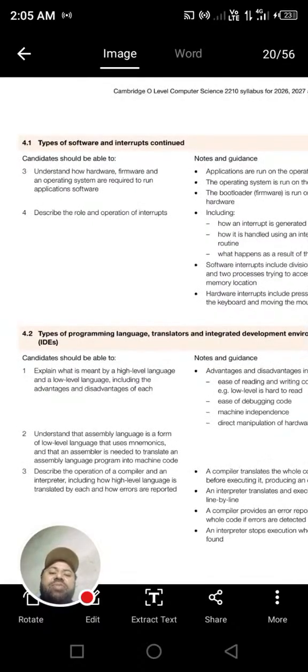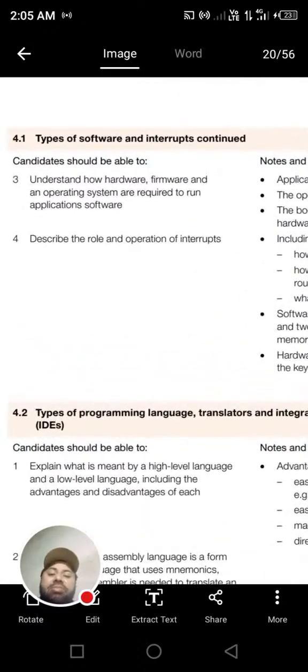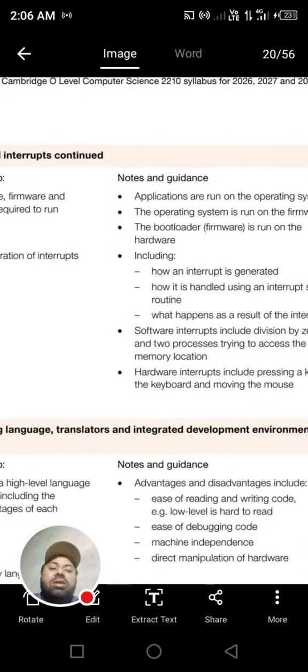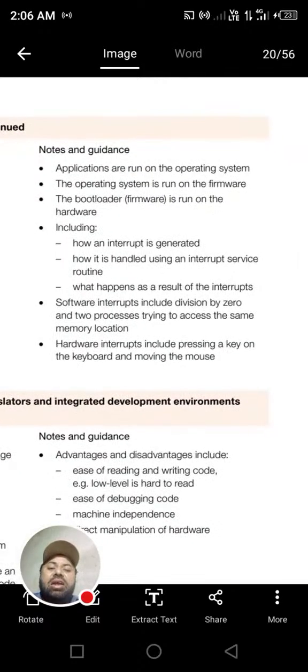Then the types of software. What are the types of software? And you should be able to understand how hardware, firmware, and operating system are required to run application software. Okay, hardware, firmware, and we will study about it. Describe the role and operation of interrupts. And what is an application run on? An operating system.